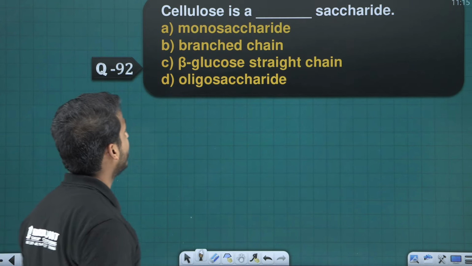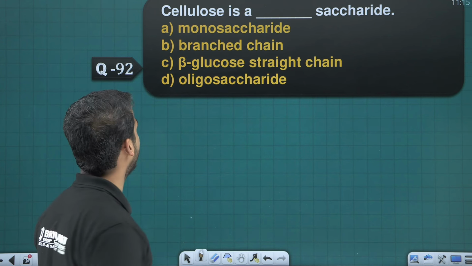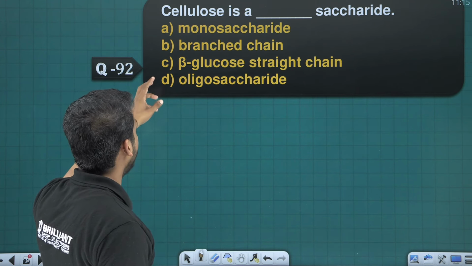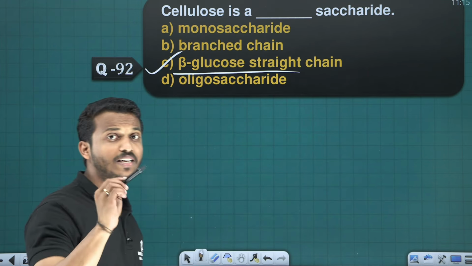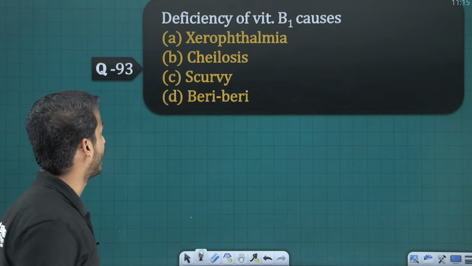Now, cellulose is a dash saccharide. Cellulose is a polysaccharide. Monosaccharide, no. Branched chain, no. Beta glucose straight chain, yes. Cellulose is made up of beta D glucose units. And what is not an oligosaccharide?